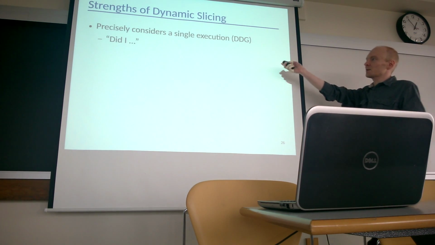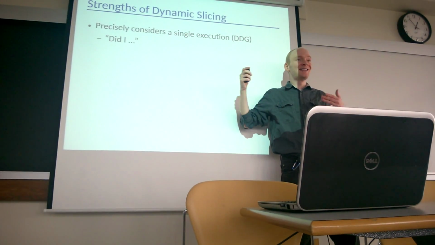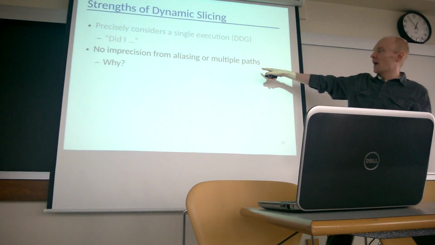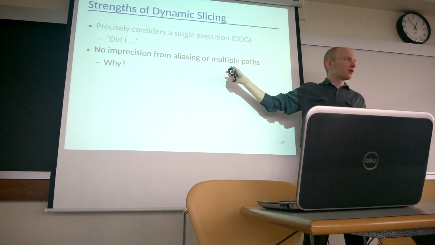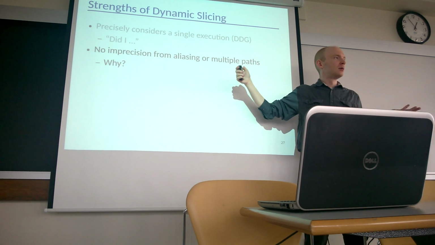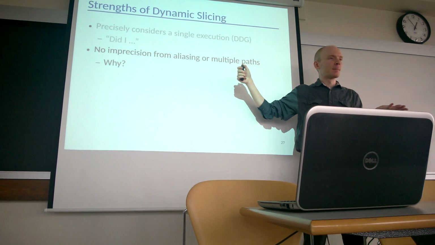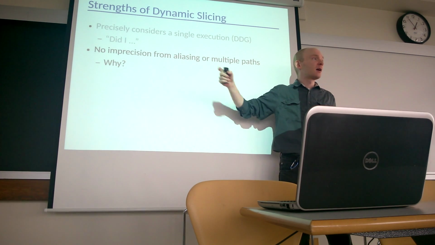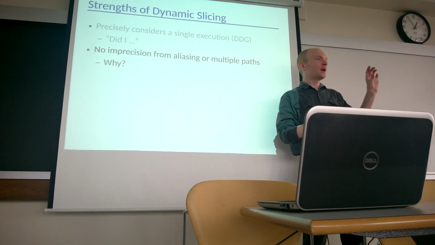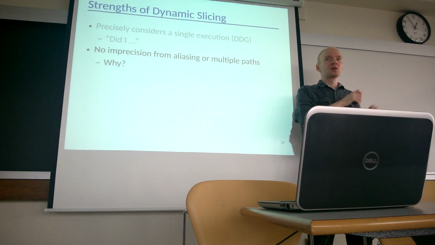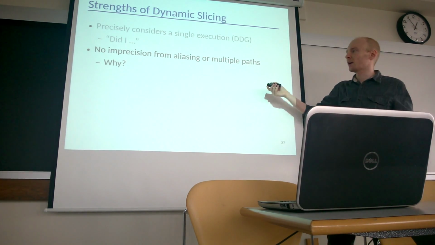So if we consider dynamic slicing, this is really good for answering questions like, did I do something? So we don't have any imprecision from aliasing or from multiple program paths. Why is this true? Because you are tracing it from one particular instance. There's no ambiguity because if you see a particular pointer, you know what it points to. You know what it pointed to at exactly that time in that execution. So this lack of ambiguity means it's very, very precise.